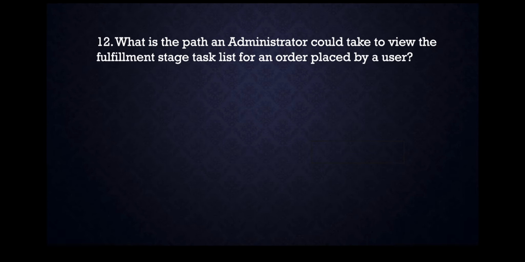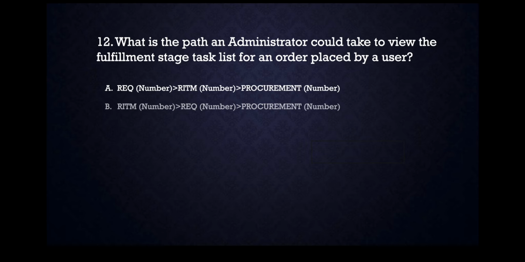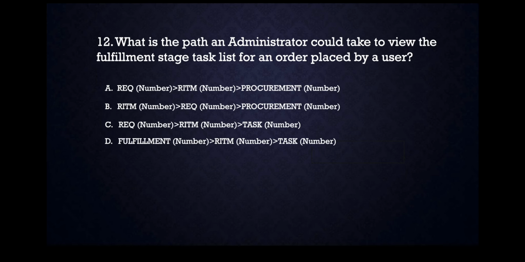What is the path an administrator could take to view the fulfillment stage task list for an order placed by a user? So the options are REQ RITM procurement, RITM REQ procurement, REQ RITM task, fulfillment RITM task. So the correct answer is REQ RITM task. Let's go to the next question.